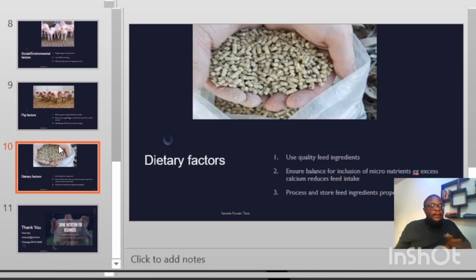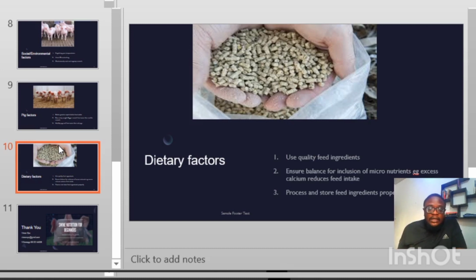All right, so we look at the dietary factors. So just like I have said in the course of this webinar, use quality feed ingredients, ensure balance. So if you're using micronutrients, premix, dietary calcium, dicalcium, and phosphorus, all of these other micronutrients, ensure that you include them in its correct level. Okay, because sometimes excess micronutrients will inhibit the intake of other feed ingredients. Okay, so you want to ensure balance.